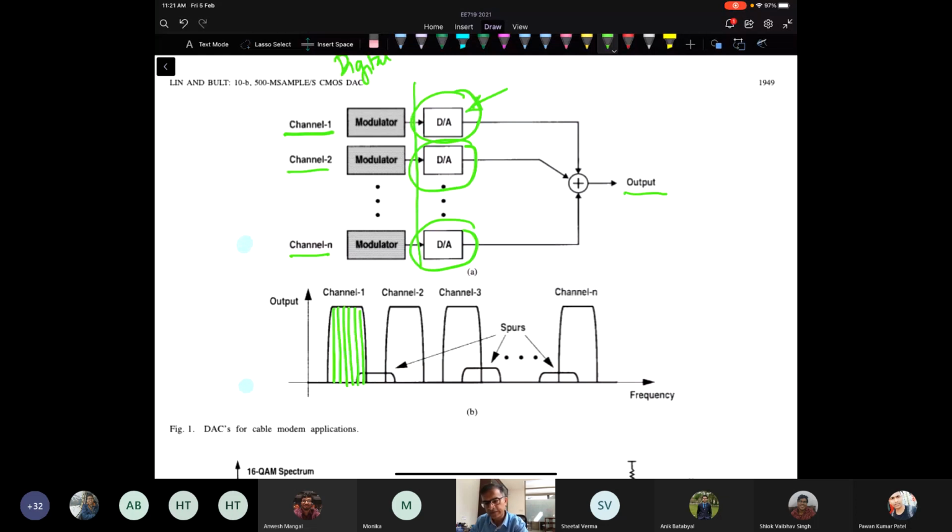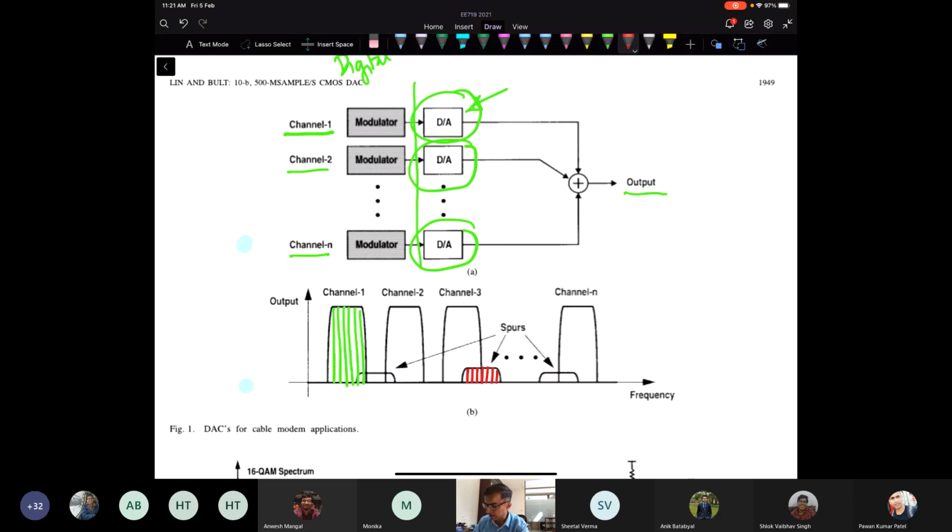And for this particular channel, let's say channel 1, if the DAC that we have over here is nonlinear, then you get second harmonic, third harmonic, and things like that. And you can get other components like intermodulation distortion. We are not going to talk about that right now. So for this particular channel 1, I could get a spurious spectrum that looks like this.